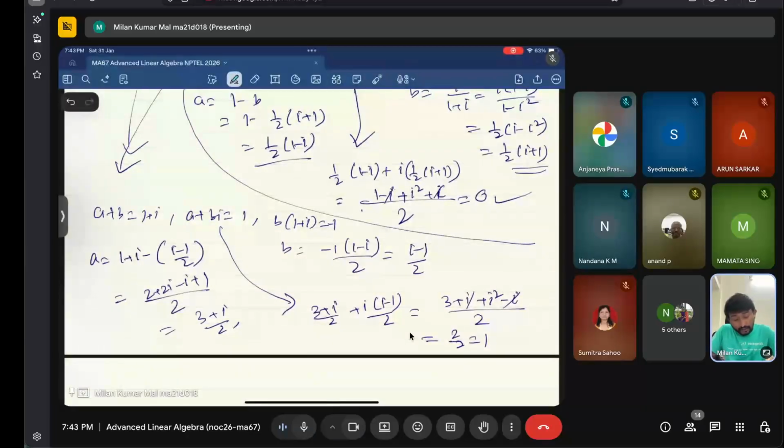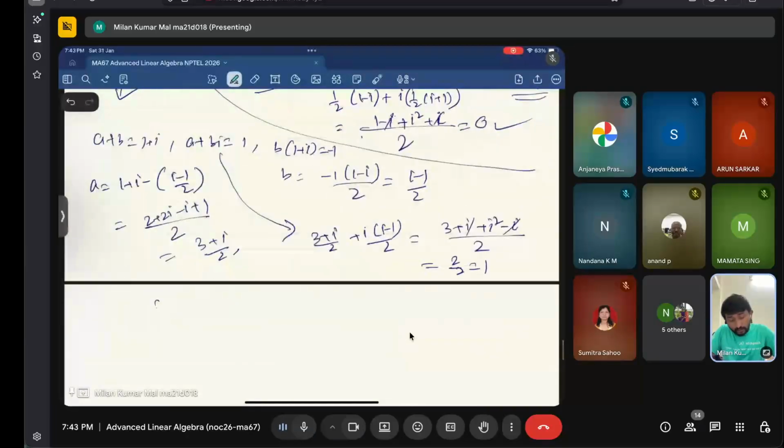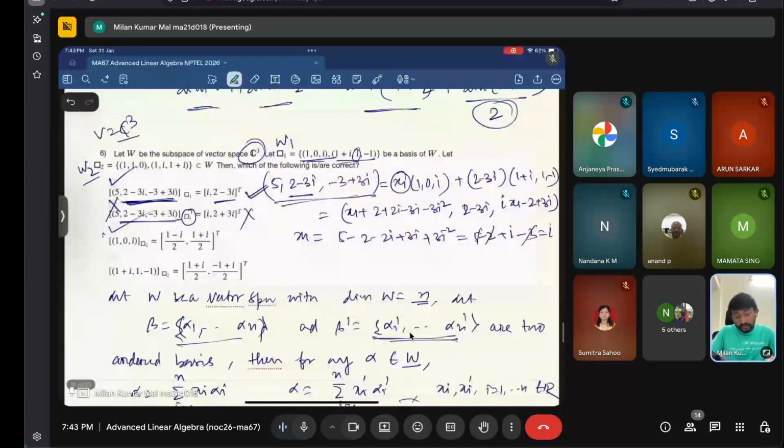Okay, so the thing is that here the vector has to be ((3 plus i) by 2, comma (i minus 1) by 2). So let me check whether we have this, (3 plus i) by 2, (i minus 1) by 2. So this is not matching. So this is not correct. So the correct options are A and C.